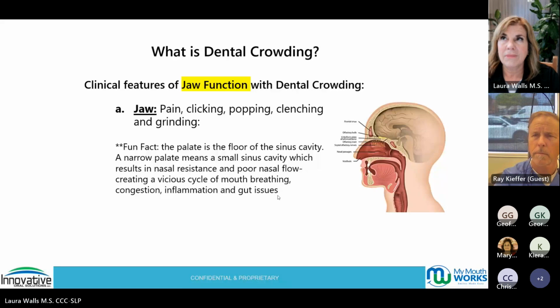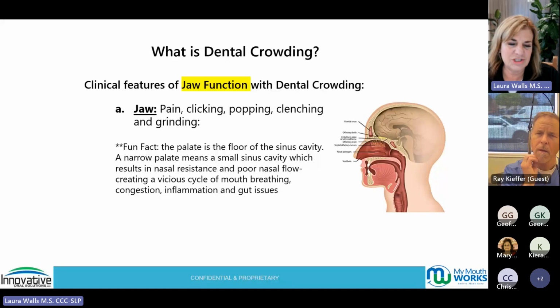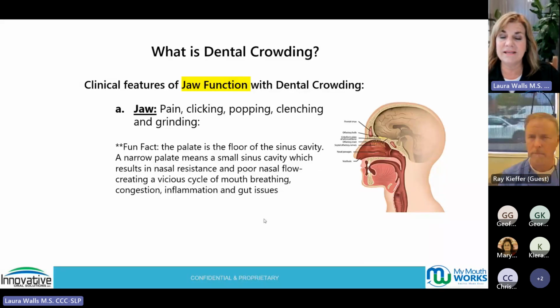Mm-hmm. And mouth breathers often have, obviously, congestion, poor nasal flow, gut issues, inflammation, autoimmune issues. They get sick easily. Our goal is to get rid of that and get them into nasal breathing. But with a high palatal arch, it's tough to do sometimes. But by addressing all of these features, you can really make some good progress with your patients.